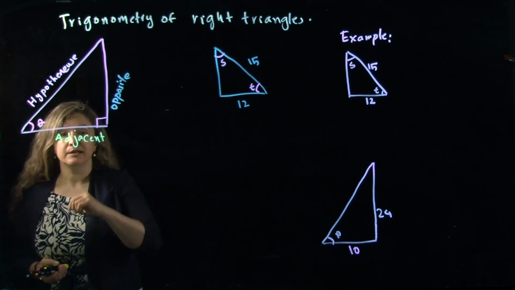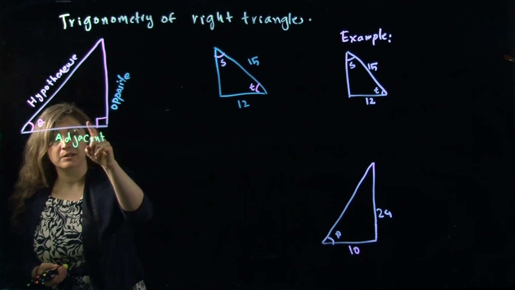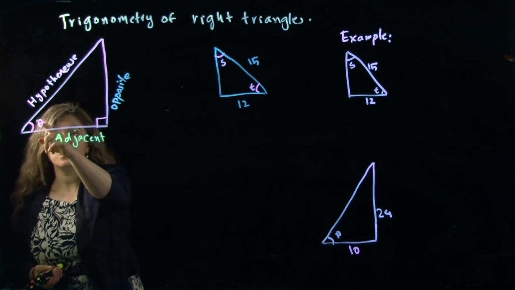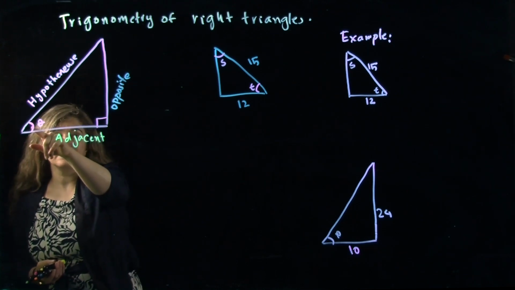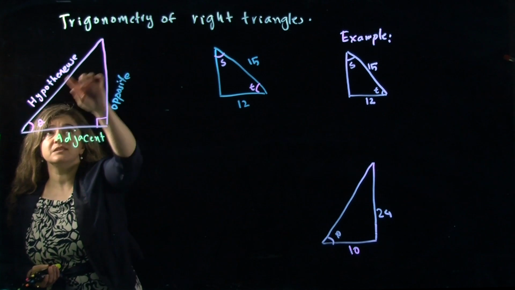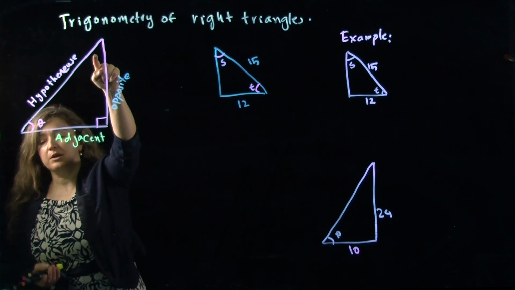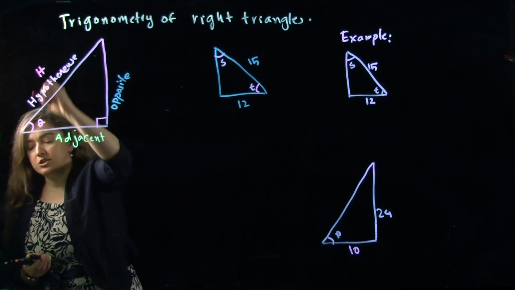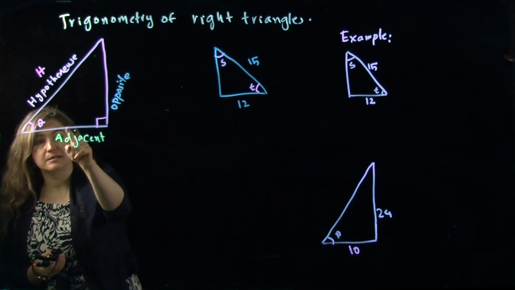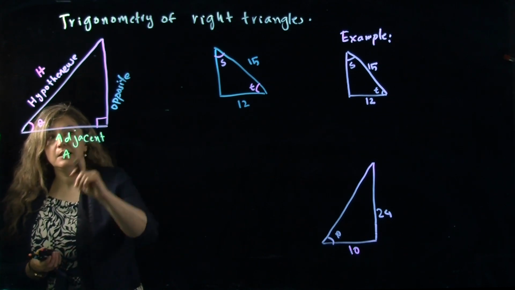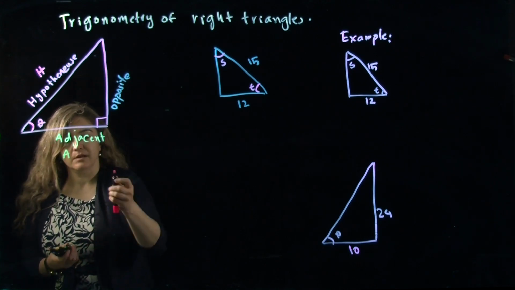If you have a right triangle like this, and this is the right angle, and you want to find the trigonometric functions for theta, and theta is this angle, then notice that the side that is facing the right angle, the biggest side, is going to be called hypotenuse. We also show it with an H. The side that is next to theta, beside the hypotenuse, is called adjacent. And the side that is facing theta is going to be called opposite.